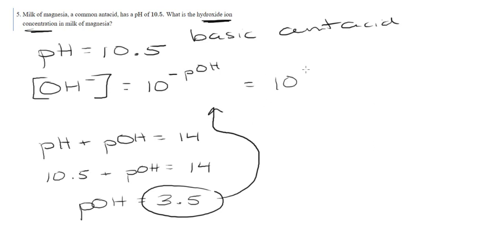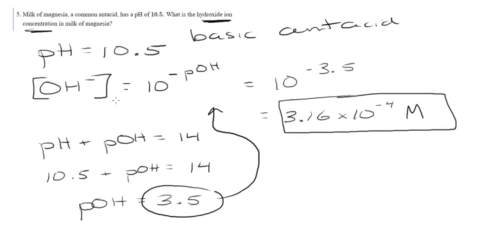I get 10 to the negative 3.5, which equals, let's do 10 and a caret and a negative 3.5 on the old calculator. It's going to equal 3.16 times 10 to the negative fourth molar. So that is the concentration of the hydroxide ion in milk of magnesia.